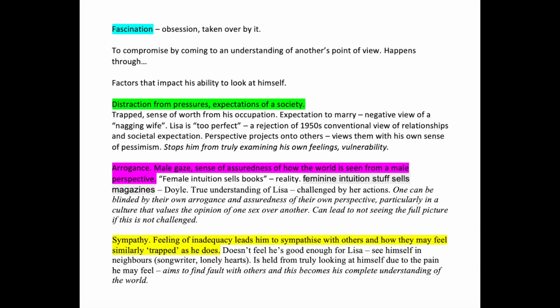And so you'll see there that I've talked just generally in really note-taking like language. Trapped, sense of worth comes from his occupation, expectation to marry. So all of these things, I know that I can write about them in a much more fluent manner if I had to come exam time.